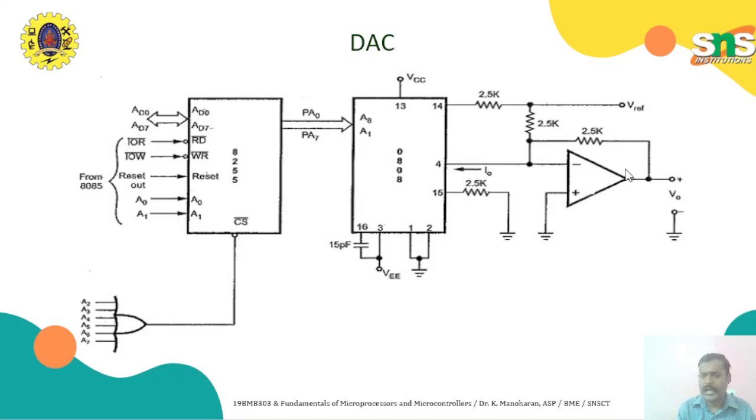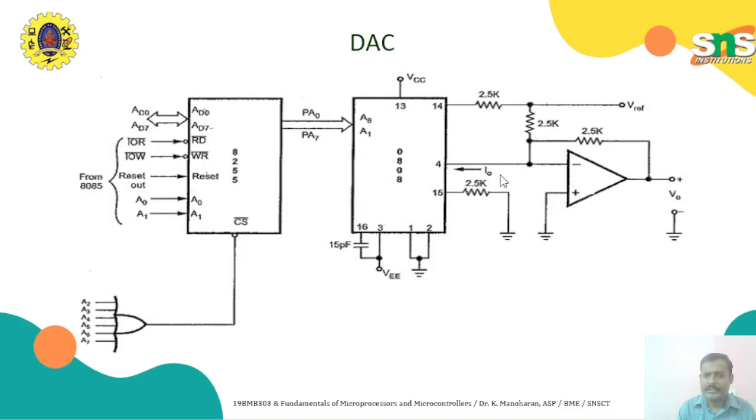We are using an operational amplifier. Look at this, the positive terminal is connected to ground and the negative terminal, this current, will be connected here. We have the feedback resistor 2.5K and this potential divider also. This is the reference voltage that will be connected here. Based on this input configuration, we have 8 bits now, that means 80 to 81. So the corresponding value will be given.